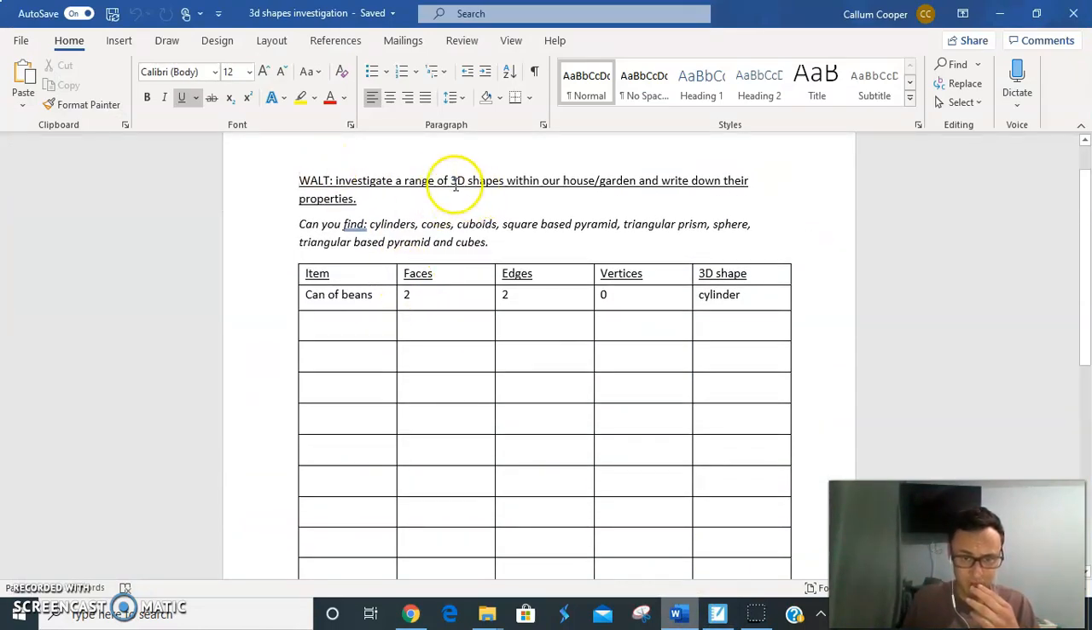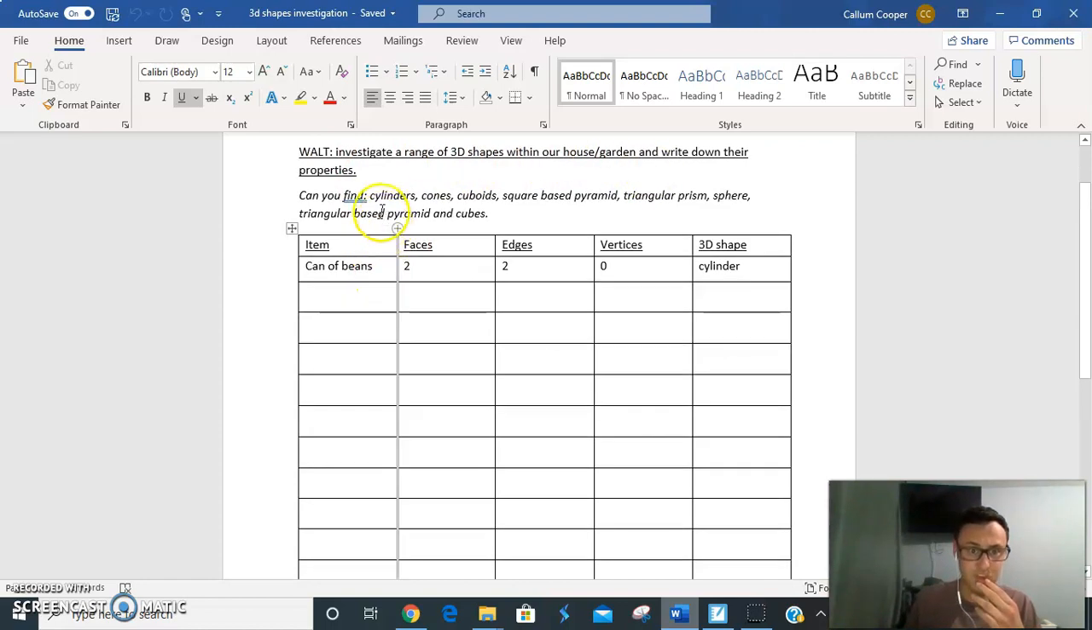You're investigating a range of 3D shapes within your house or garden and writing down their properties. So can you find cylinders, cones, cuboids, square base pyramids, etc.? All the shapes we've just looked at on this table, fill them in. For example, you might find something else, fill it in, whatever it is. For example, a salt pot: how many faces does it have, how many edges, how many vertices, and then what shape is it? You can fill those in, find as many as you can.